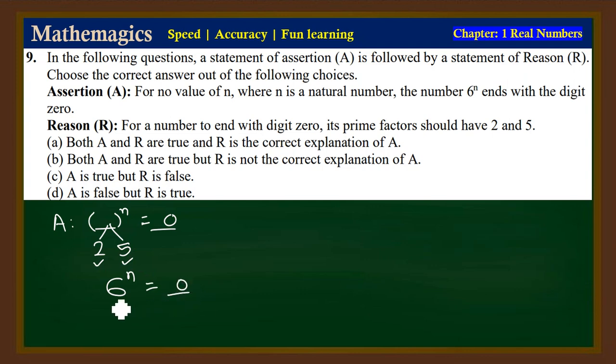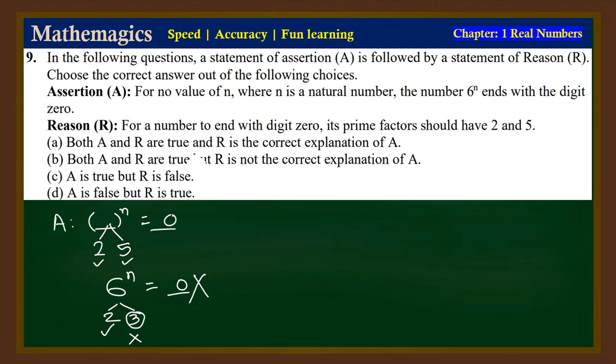So the factors of 6 are 2 and 3, since 2 times 3 is 6. Here 2 is existing, that is very good, but 3 should not come here. In place of the 3, 5 should come. So that is the problematic part. In 6 to the power n, 2 is there but 5 is not there. That's why there is no possibility that 0 will come at the end, that is, in the ones place.